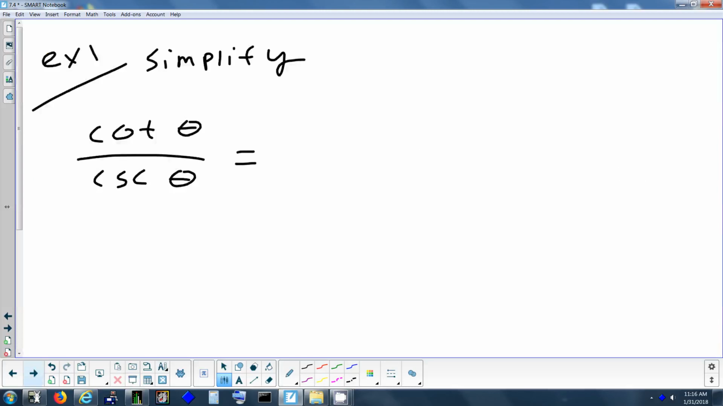So let's start with cotangent. Can somebody tell me how I can rewrite cotangent in terms of sines and cosines? Cosine over sine. Yep, cosine over sine. Okay, so that's the top. And how about cosecant? Mina? 1 over sine. It's 1 over sine.